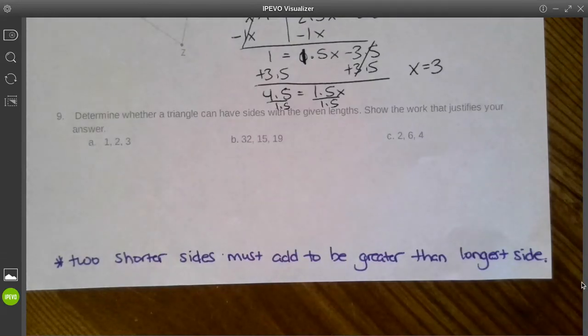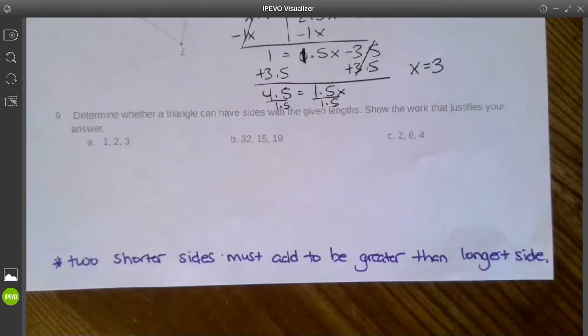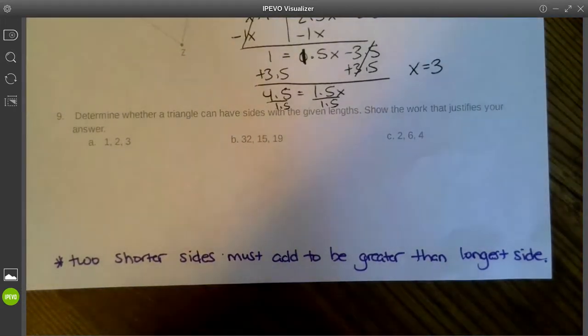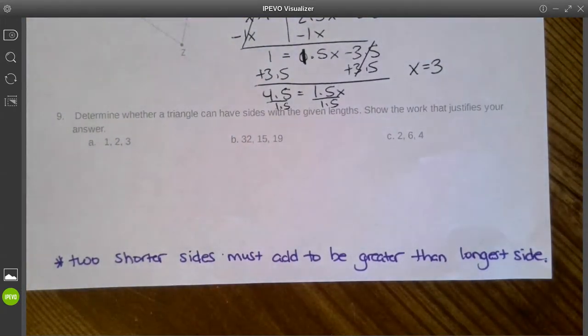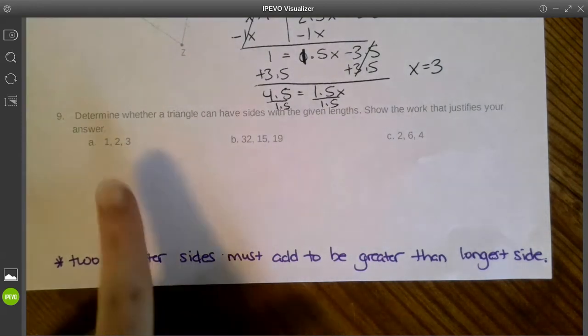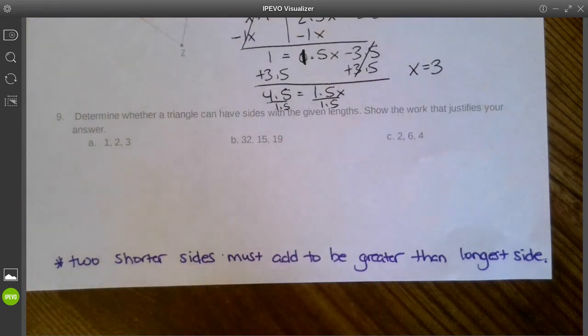This video will cover numbers 9 and 10 on your Chapter 6 test review. Number 9 says determine whether a triangle can have sides with the given lengths. Show the work that justifies your answer. In each of these parts, we have 3 lengths that are given.